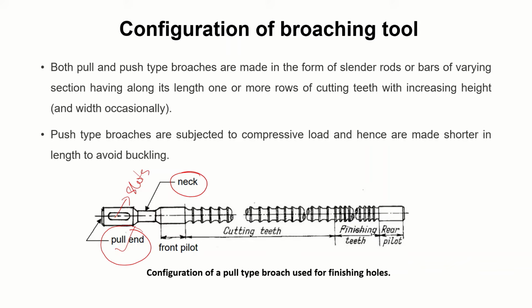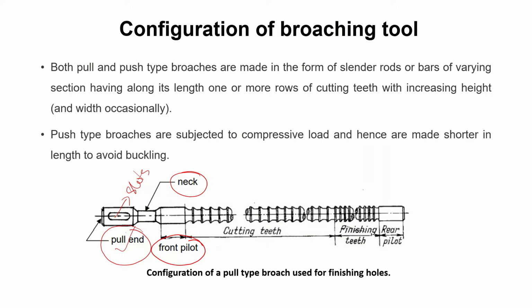After that, you can see a front pilot. Front pilot is also a portion of the rod where the diameter is increased, just like we have shoulders. The human body has shoulders, just like that, and it is actually used to support the teeth. And immediately after the front pilot, you can see different teeth arranged. Basically, there are cutting teeth and finishing teeth. Usually, along with finishing teeth, semi-finishing teeth will also be seen in most of the broaching tools.